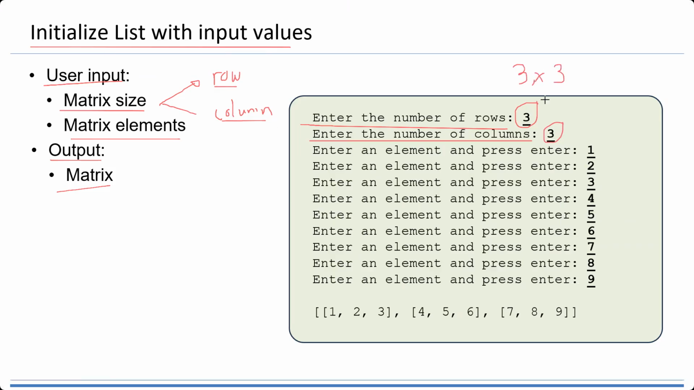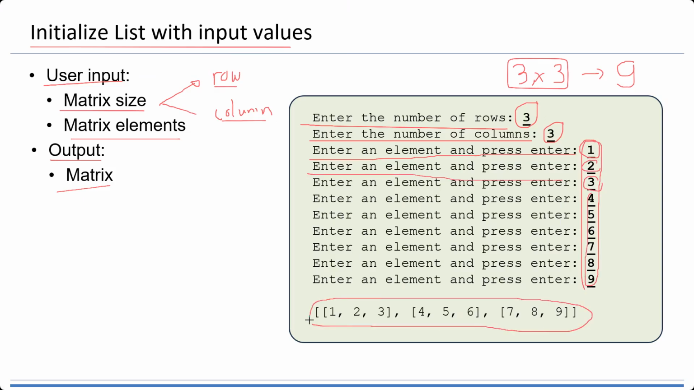So you can ask the user to input every element. If it is a 3 multiplied by 3 matrix, then there will be 9 elements. So you can ask the users to input 9 numbers. Enter an element and press enter: 1. Enter an element and press enter: 2, 3, and so on. Then after we input those values, we can print this matrix and the result will be like this one.